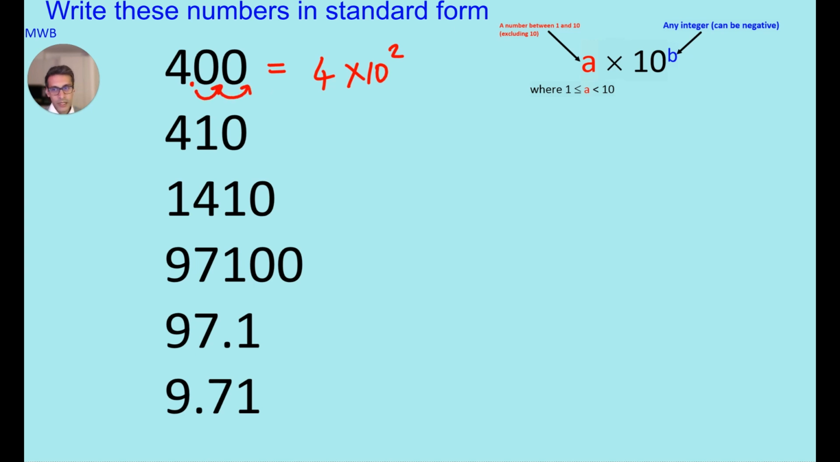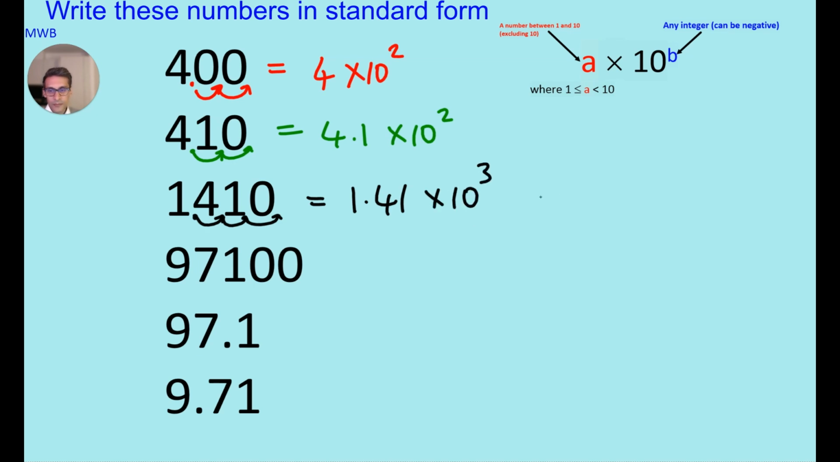Okay, so hopefully you've had enough time to try these. Pause the video if you need more time. And let's look at some of the answers. So the decimal starts here and moves 2 places. So 4.1 times 10 to the power 2. The third question, the decimal would go here to make it between 1 and 10, and you move it 1, 2, 3 places. So this would be 1.41 times 10 to the power 3.